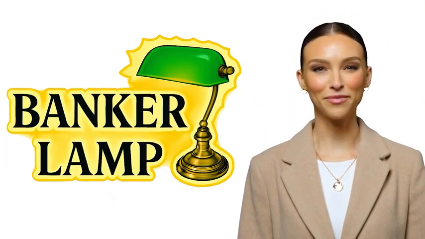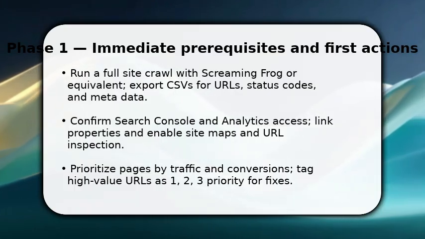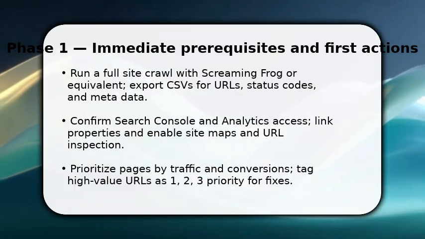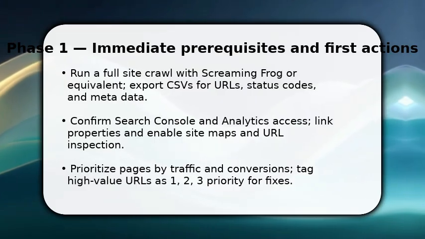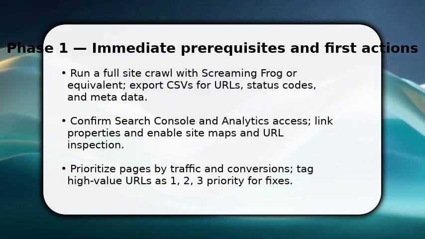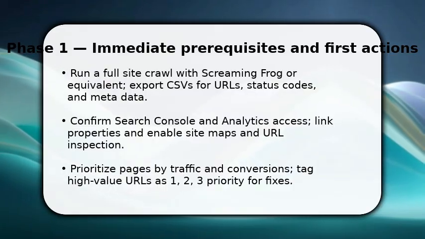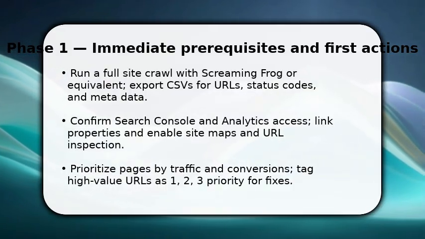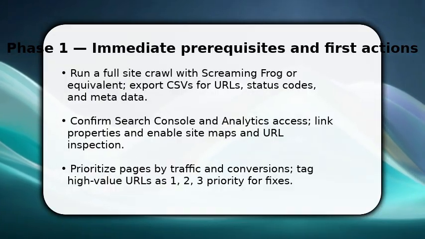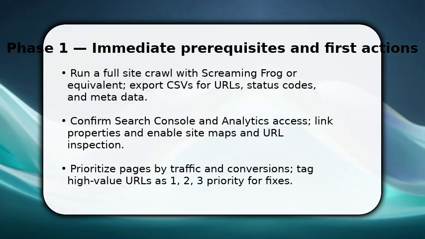Please enjoy the video. You begin by running a full site crawl and getting access to Search Console and Analytics. Do this now. Once done, export CSVs of URLs, status codes, meta descriptions, and hreflang. Make sure to tag high-value pages as priority 1, 2, or 3 so you focus effort where it pays. Also, submit the XML sitemap and verify property linkage. These steps let you measure impact as you change things.